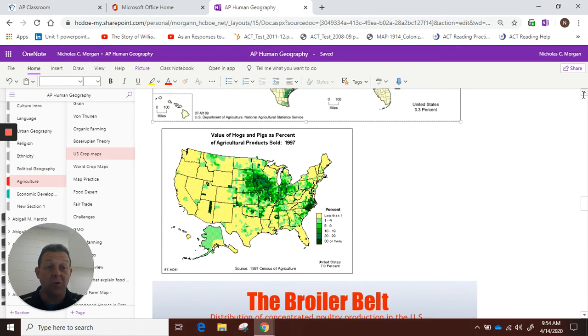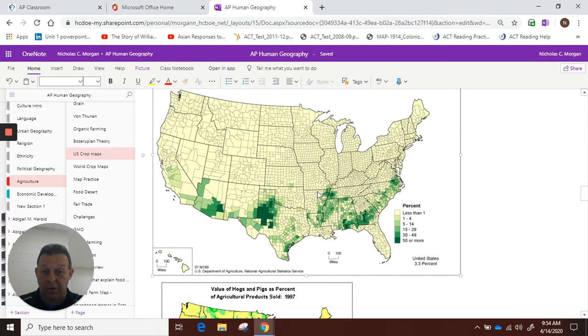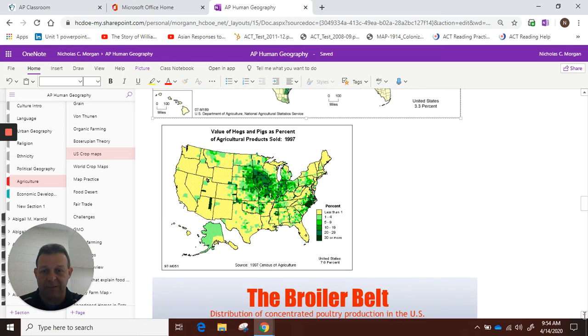And also then, of course, you could correlate this map very similarly to the history of slavery in the United States and the African-American population.